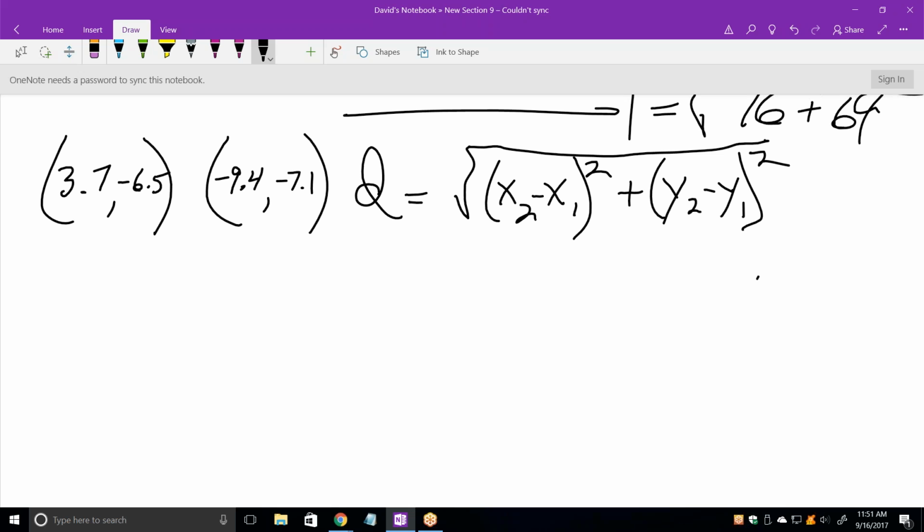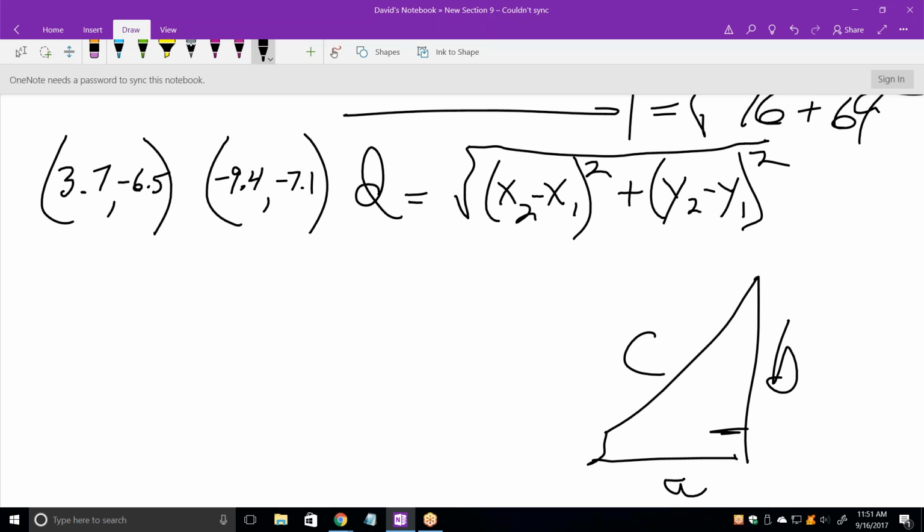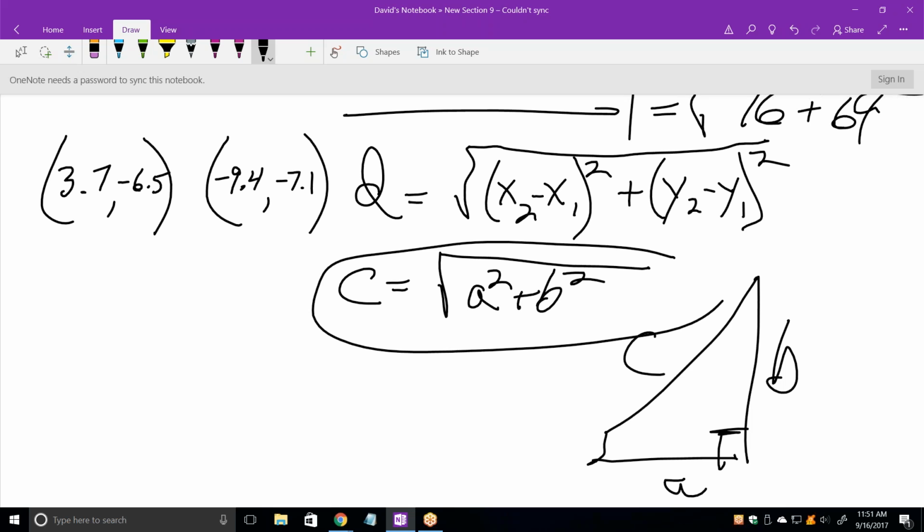Let me just remind you of the Pythagorean theorem. That's A, that's B, that's C, that's a right angle. What the Pythagorean theorem says is that C is equal to the square root of A squared plus B squared. Well, that's exactly what we're doing here. D replaces our C because they're both hypotenuses of these triangles. And x sub 2 minus x sub 1 is side A, the difference in the x values. Side B is the difference in the y values.